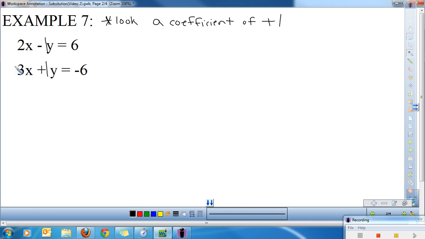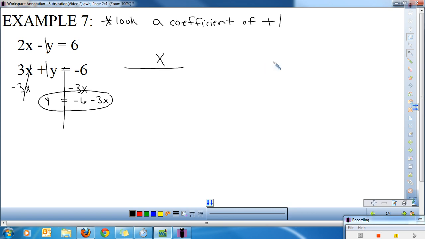So I'm going to rearrange this equation. So if I want to get this positive 1y by itself, I need to get rid of this 3x. So I'm going to minus 3x on both sides. These cancel out. I'm going to bring down my y equals negative 6, and negative 3x aren't like terms, so I'm just going to rewrite negative 6 minus 3x. Here is the equation that now is isolated. So I'm going to go ahead and I'm going to solve for x.